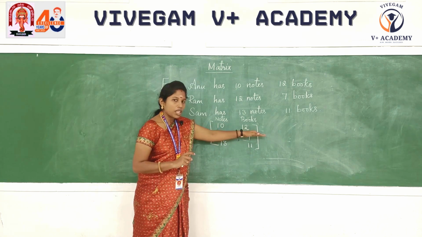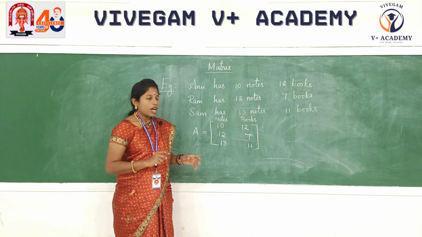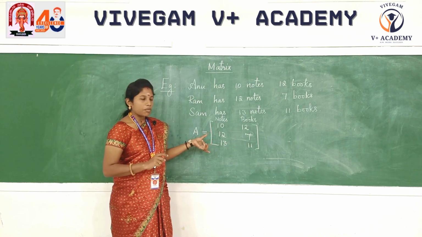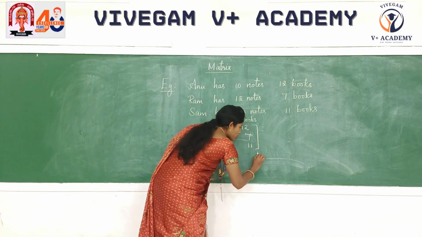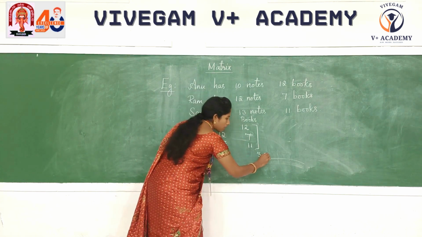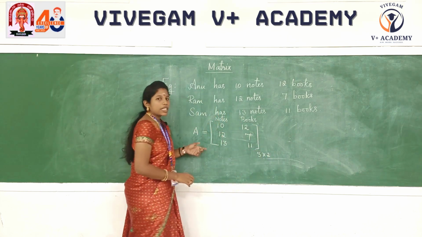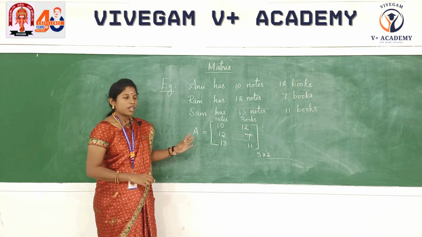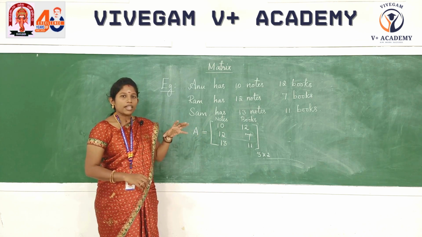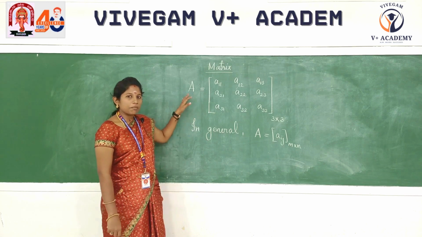Now the horizontal way is said to be a row and the vertical manner is said to be a column, and the order of this matrix can be written as the number of rows cross number of columns. So 3 rows are there, so 3 cross, and there are 2 columns, so 3 cross 2. It is the order of the matrix. Similarly, we can construct any data using a matrix. So this is a way to represent a matrix.